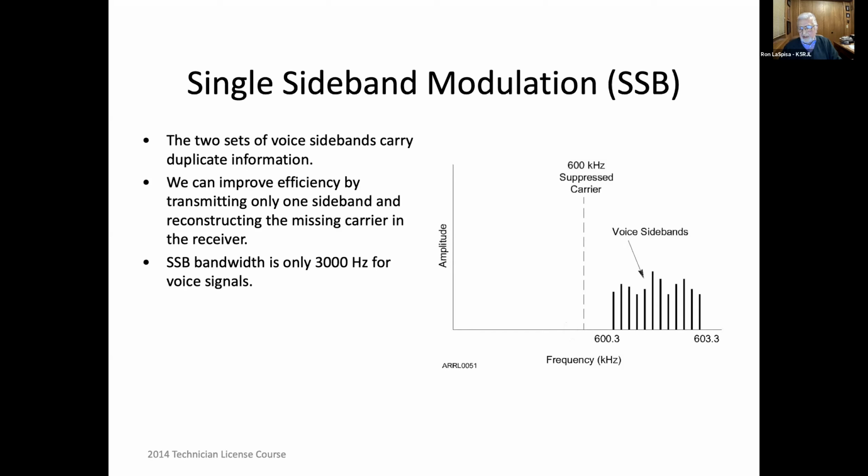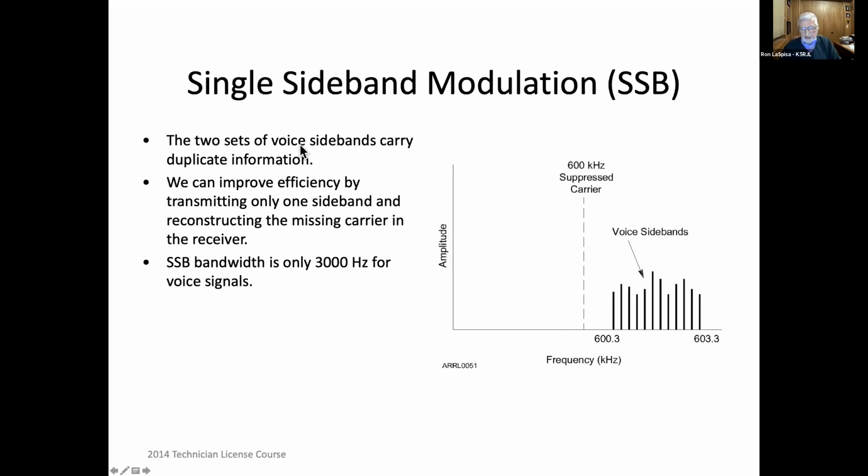In this case, we have a 600 kilohertz carrier, but notice that it's missing from the spectrum. What we do is we transmit only the upper sideband. That's why it's called single sideband modulation.